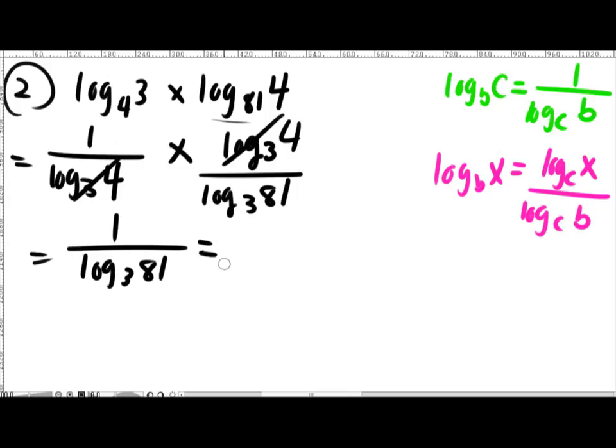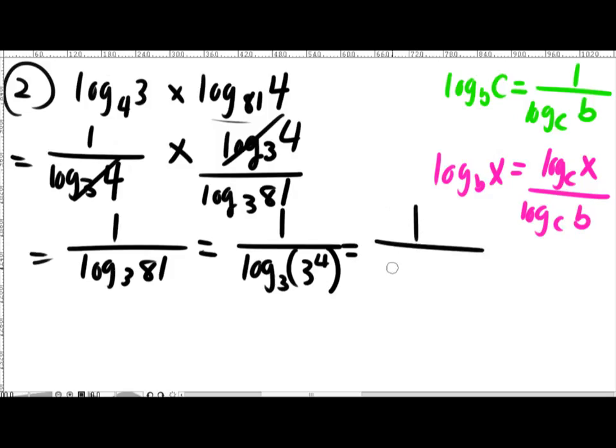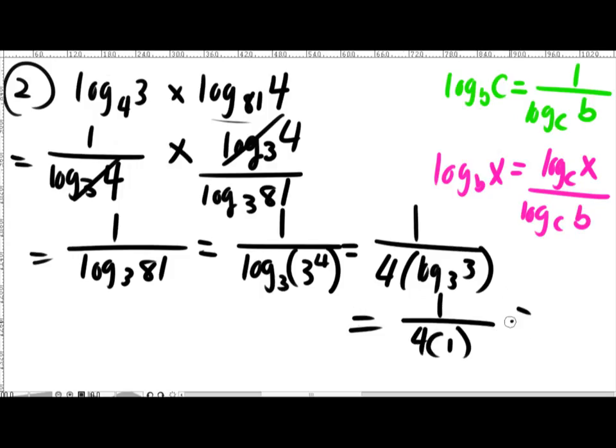And here, in a similar case as before, we just take it so that our base and our argument is the same, with the argument raised to a certain power. So we get log base 3 of 3 to the power of 4, and we use the logarithm power rule, and we take this value out, and we get log base 3 of 3. And then this is just 1, as you saw before, because of the logarithm of the base property. This is 1 over 4 times 1. It's just 1 over 4.